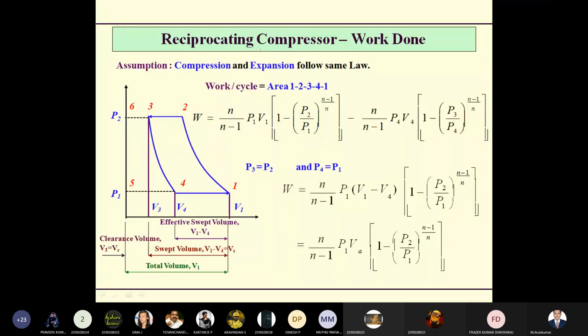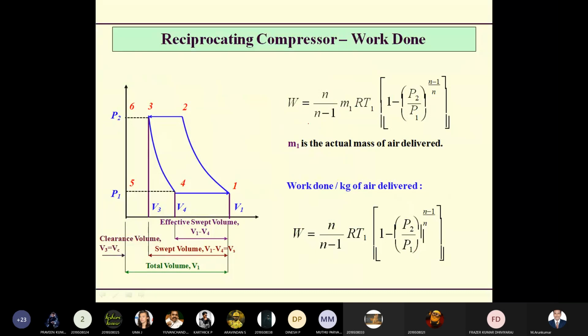Then again, this is where the reciprocating compressor work done comes in. Again, the same equation for W. This is your actual compression and expansion following the same law. In this case, we have P3 equal to P2 and P4 equal to P1. Then we can replace the equations, and finally we get W equal to n by n minus 1 into the same equation. The work per kg of air delivered can be calculated, so we can neglect the mass. So W, capital W, is n by n minus 1 into RT1 into 1 minus P2 by P1 power n minus 1 by n. Don't fear, this is the same equation that was written here.